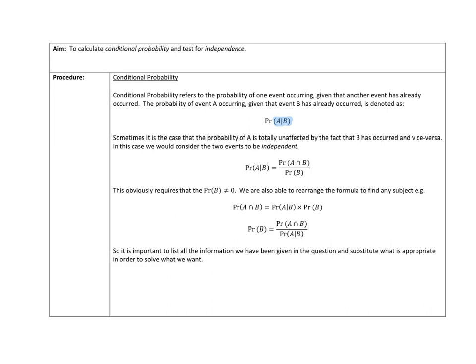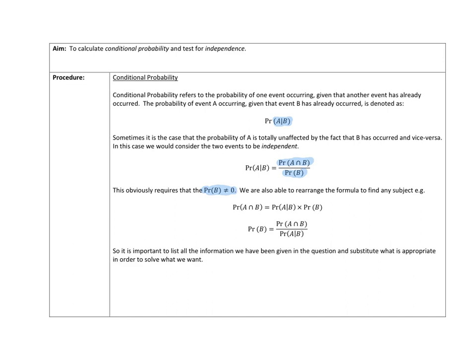Formulaically, this is the probability that A and B have both happened, or what we call the intersection of A and B, divided by the probability of B, which we can see there. Now this obviously requires that the probability of B not be equal to 0, as in that case we'd have a division by 0.